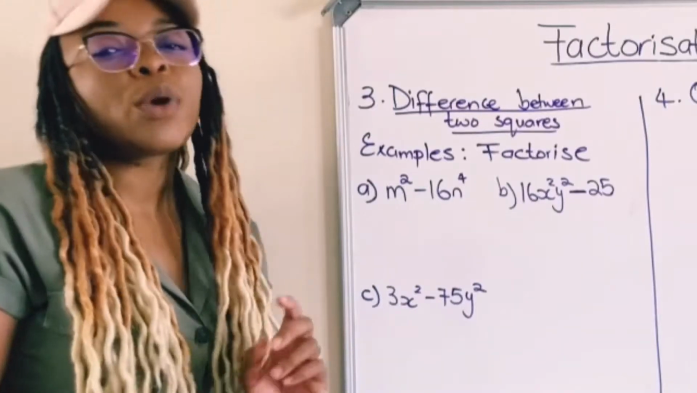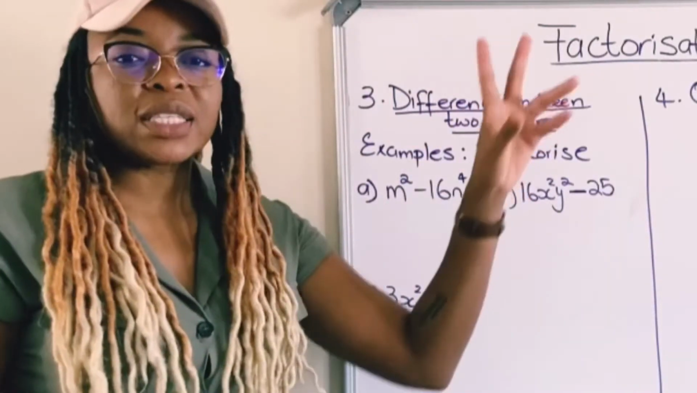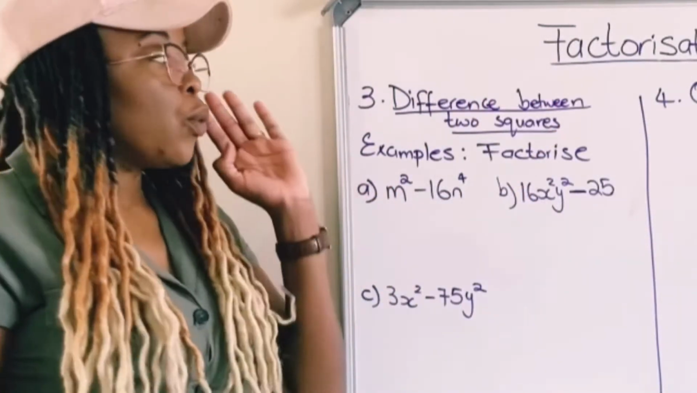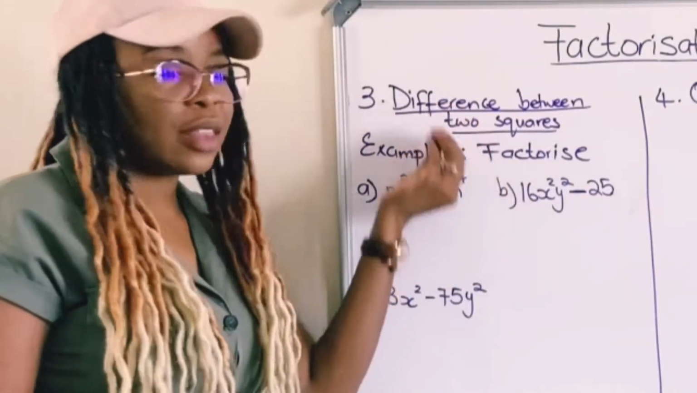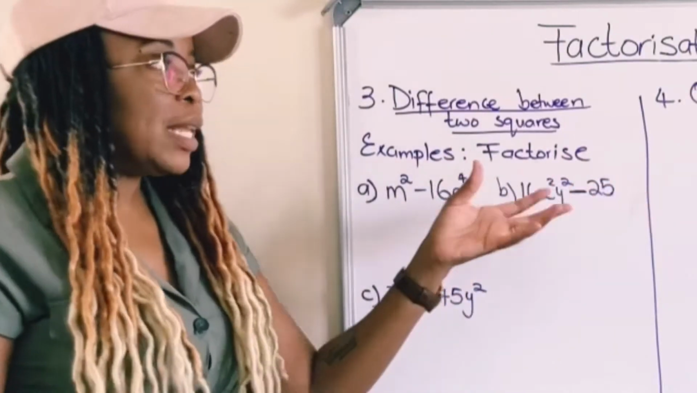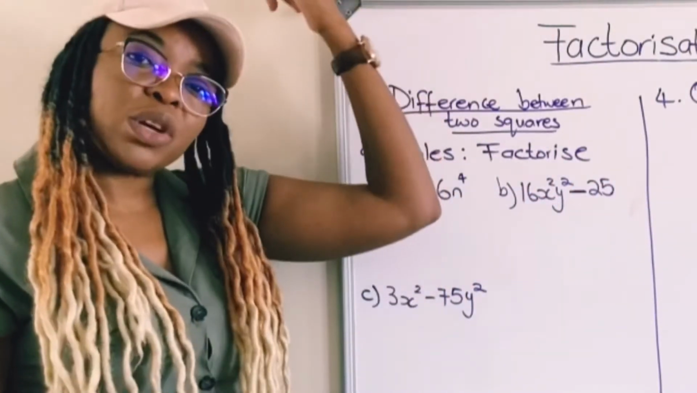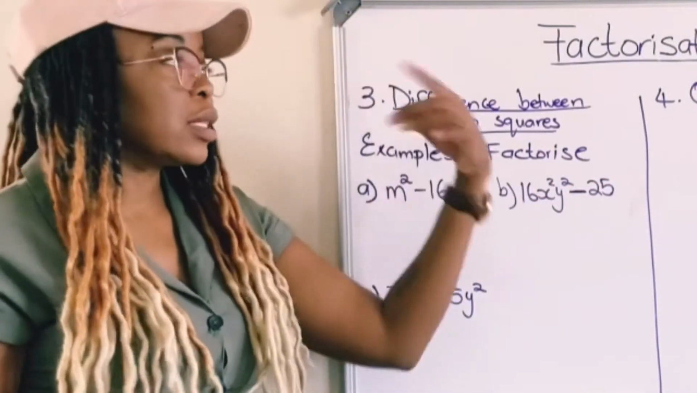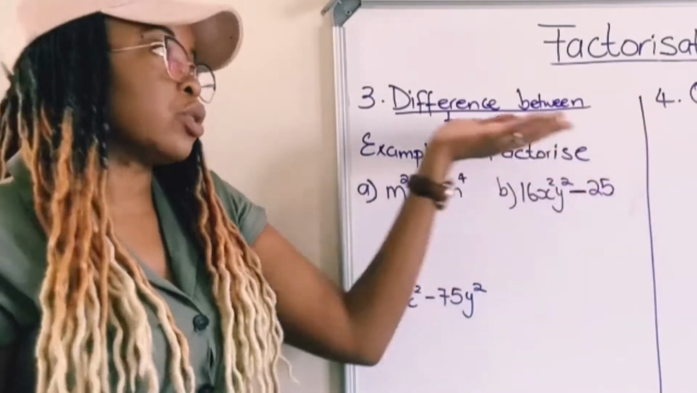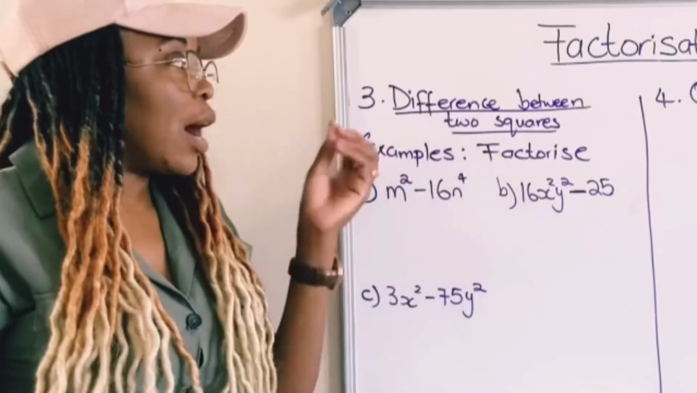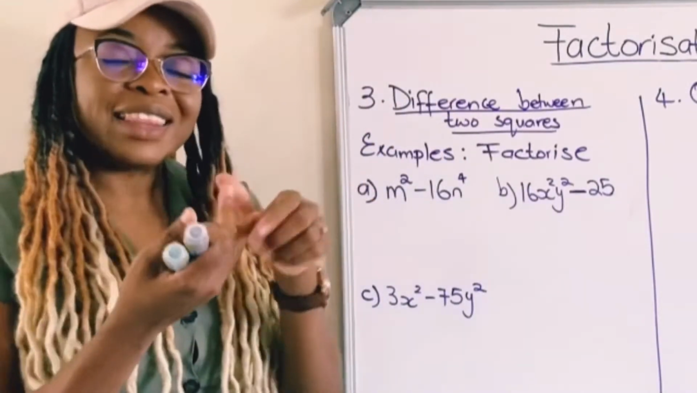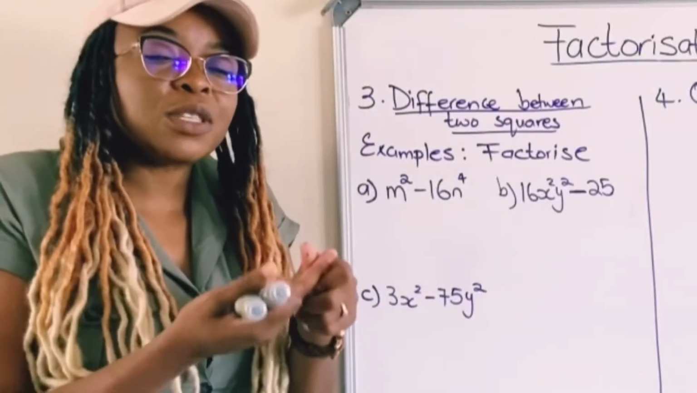In this video, we are going to look at the difference between two squares. Please take note that we have some conditions before we can even think of using it. Meaning, I cannot get expressions like those in the first examples and decide to use quadratic trinomials or difference between two squares. For difference between two squares, the term itself says it.